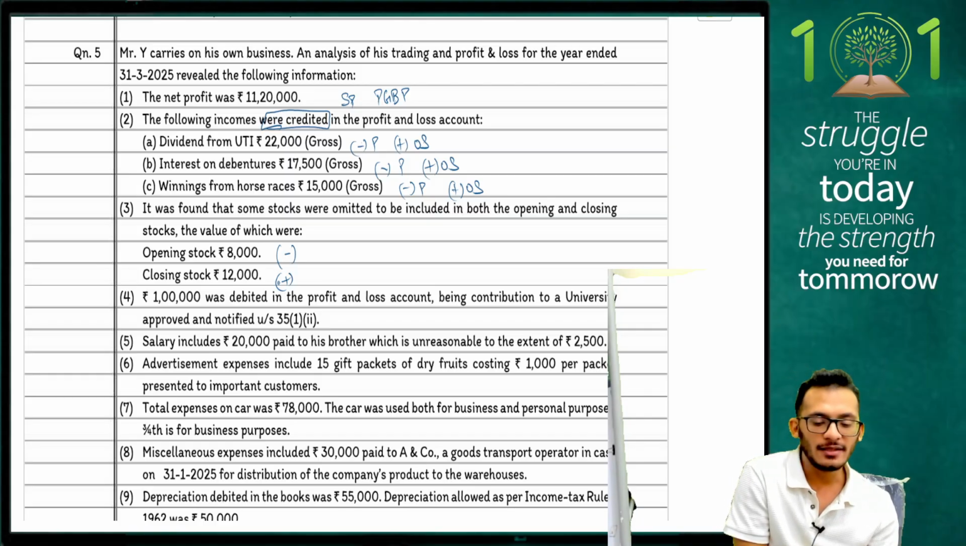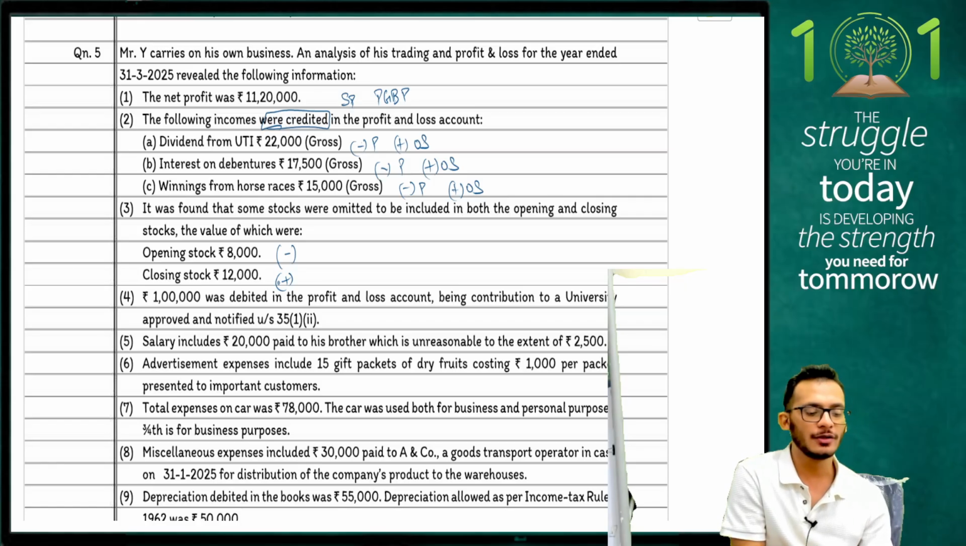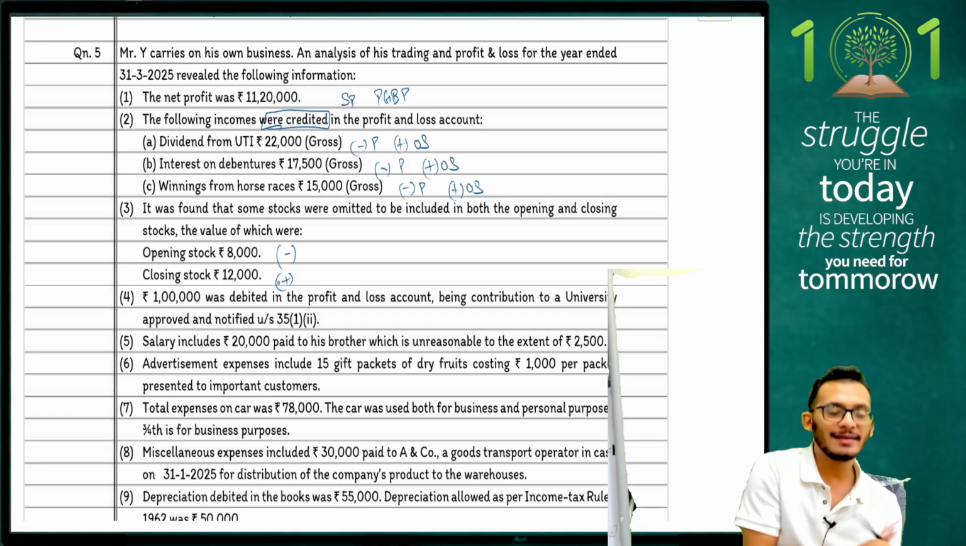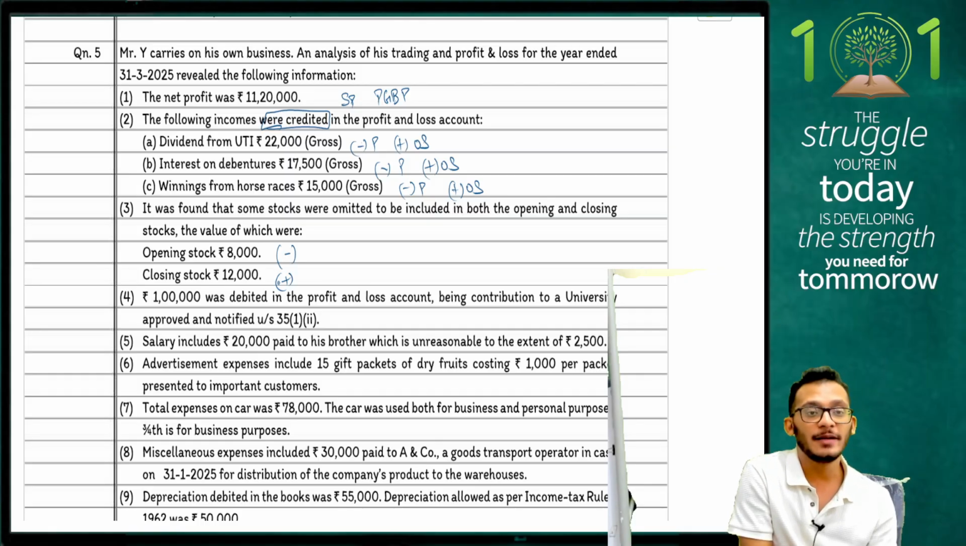1 lakh rupees was debited in profit and loss account being contribution to university, approved and notified under 35. This is scientific research expenses as a donation. Donation is allowed under ATR, not allowed under DTR. I am under ATR. Therefore, people, is this already there in P&L? Should it be there in the P&L?